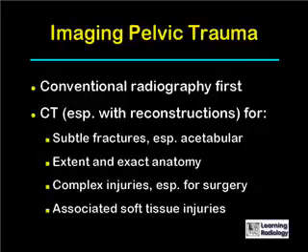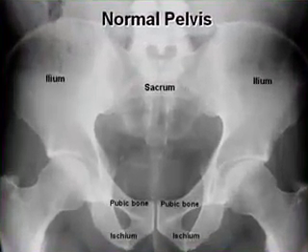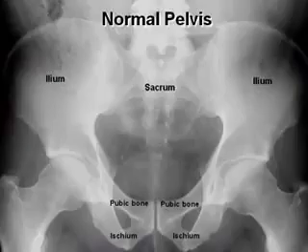Imaging of pelvic trauma is first usually done using conventional radiography because it is the most available and provides important information. CT scans, especially with multiplanar reconstructions, are usually used for subtle fractures, especially those of the acetabulum, to determine the extent and exact anatomy of fractures that are already seen, in complex injuries, especially those that are going to have surgery, and for associated soft tissue injuries such as vascular and GU tract injuries.